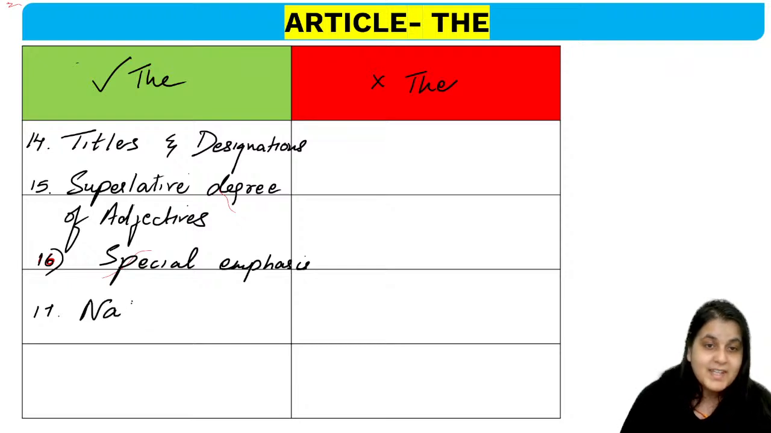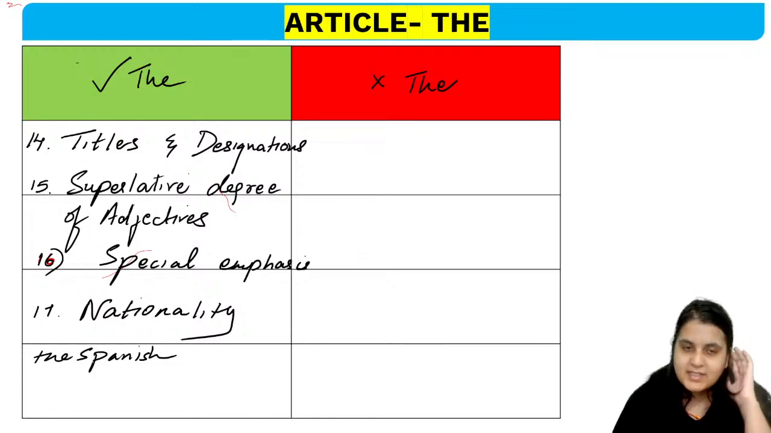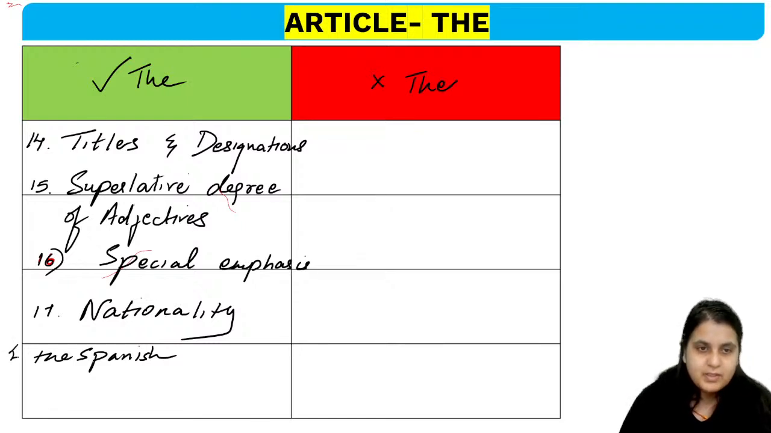Then when you're denoting nationality, for example, the Spanish, the French, the Spanish, the Germans, the Chinese, the Dutch. So with certain adjectives when they are indicating nationality, then also for example, when you're indicating nationality, तब भी हम लोग the use करते हैं. Okay, got it guys? Clear with this?